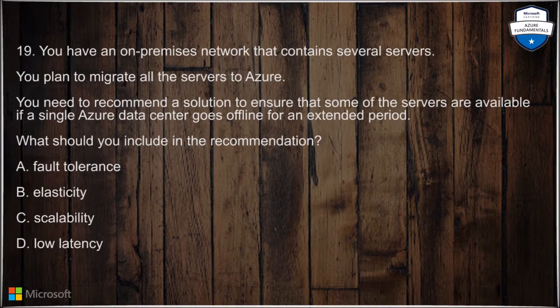You have an on-premises network that contains several servers. You plan to migrate all the servers to Azure. You need to recommend a solution to ensure that some of the servers are available if a single Azure data center goes offline for an extended period. What should you include in the recommendation?